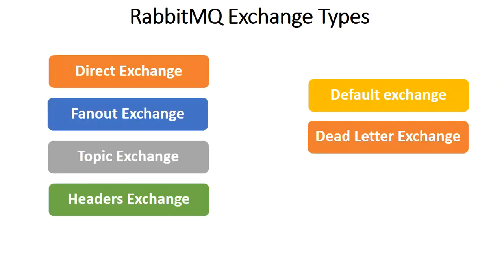The second type of exchange is the fanout exchange. You can consider it like a broadcasting exchange. When we use a fanout exchange, any message that is sent to it is broadcast to all of the queues irrespective of the routing key. Even if the producer specifies a routing key, it's ignored. Once a message comes to a fanout exchange, it is made available to all of the queues which have a binding with that exchange.